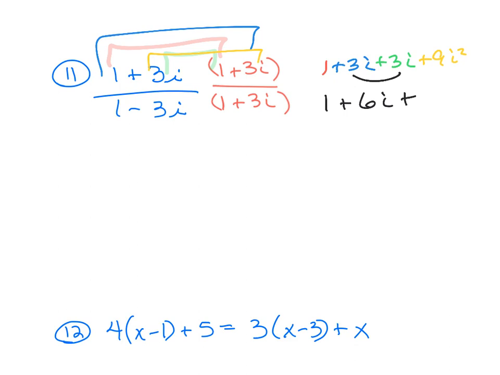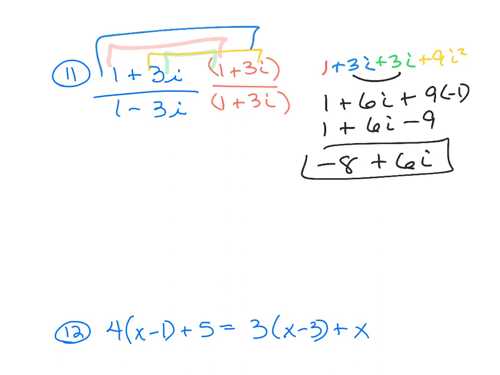Remember, for the 9i squared, I'm going to change the i squared to a negative 1. So 1 plus 6i minus 9. And then here I can do 1 minus 9, and I get negative 8 plus 6i. So this is my simplified numerator.